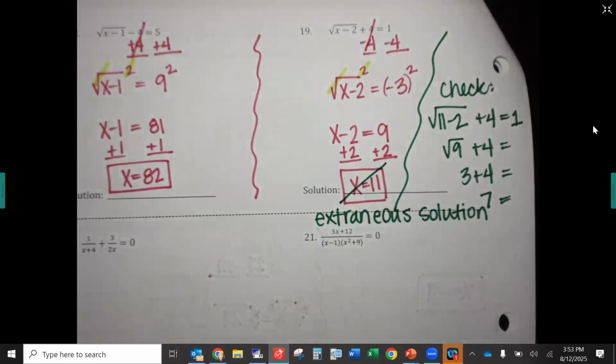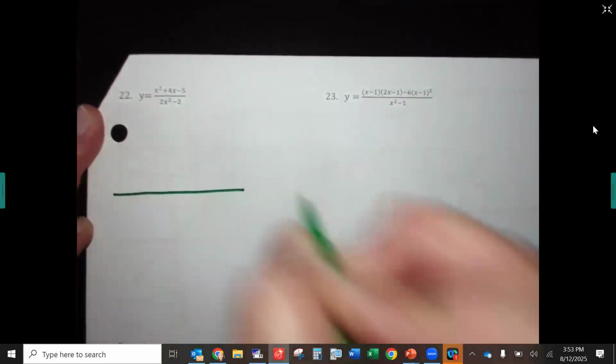All right, the last one we're going to do for today is 22. So turn the page, please. 22. Okay, I would like you to factor the top and the bottom of that. The top you're going to do an AC chart on. So go ahead and try to break that down for me. I'll give you a minute to give it a shot.